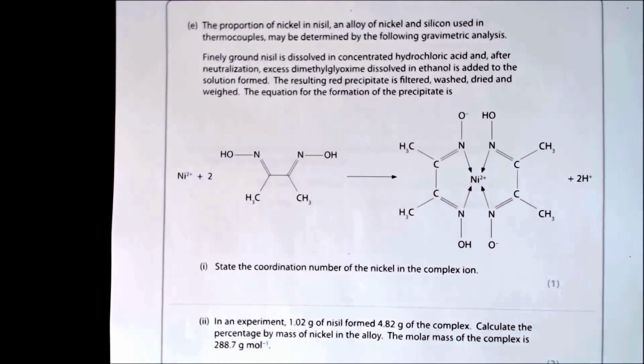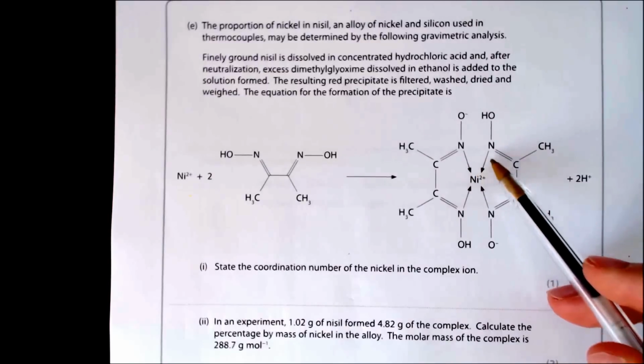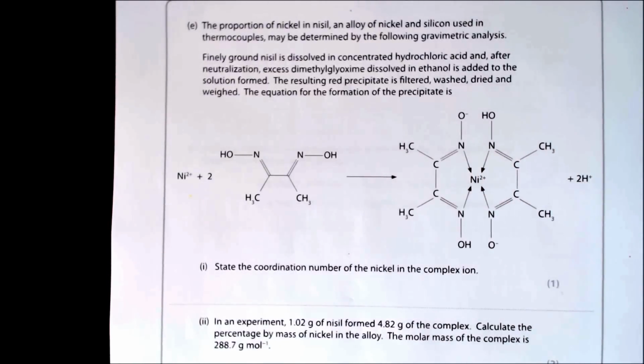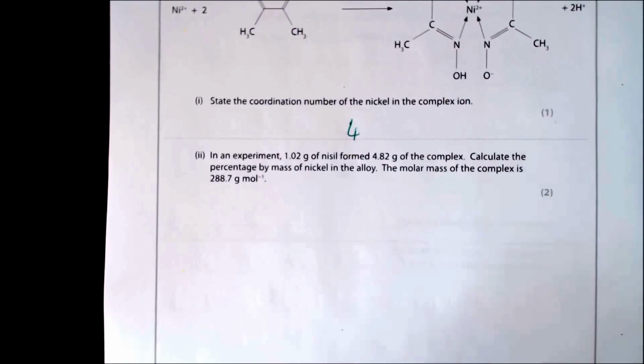Okay, so it says state the coordination number of the nickel. Coordination number is the number of coordinate bonds, not the number of ligands. So the number of coordinate bonds here is 1, 2, 3, 4. Got big arrows on there, so it's a big clue. So the answer is 4. Okay, and the next section.